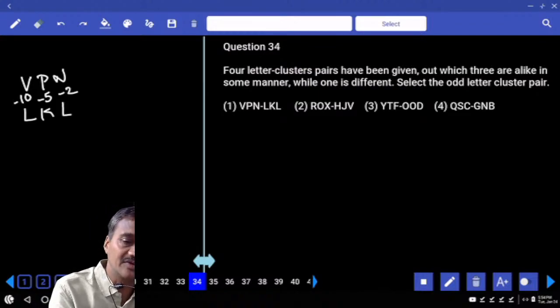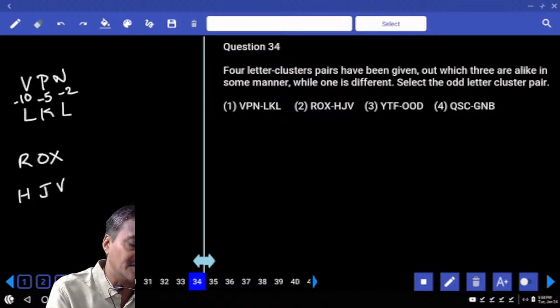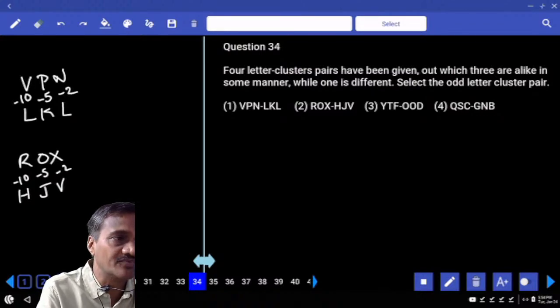Similarly the second one, if you observe here, ROX and JHV. R and H, what is the difference between these two? 18 and 8, the difference is 10. 15 and 10, minus 5. 24 and 22, minus 2. Here again the difference is 10, 5, 2.